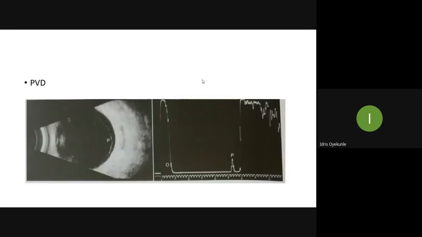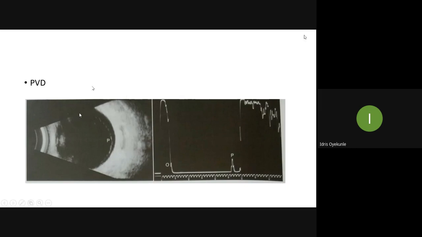I'm going to show you a lot of pictures now. I'll probably be using my pointer as well so that we can follow. So this is what a B-scan image of an eye looks like in the presence of PVD. This is not an axial scan because you can't see the optic nerve shadow. But this is probably a longitudinal scan.